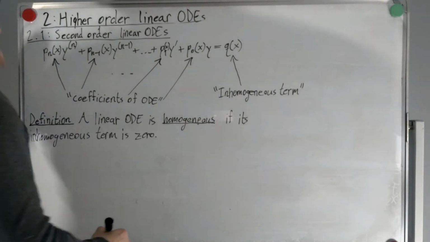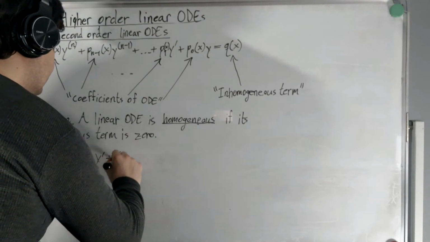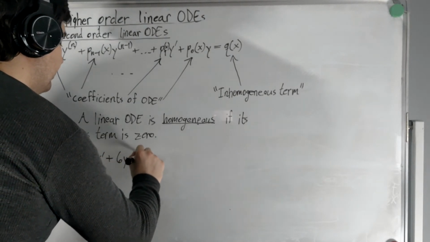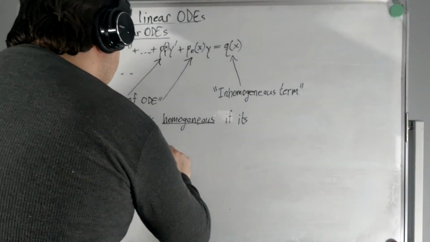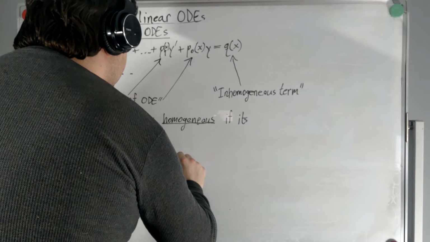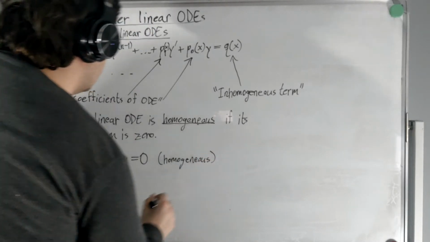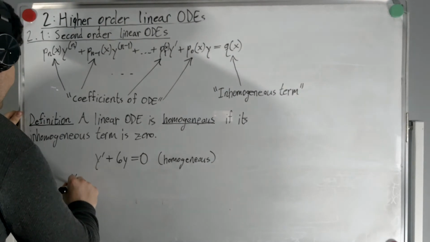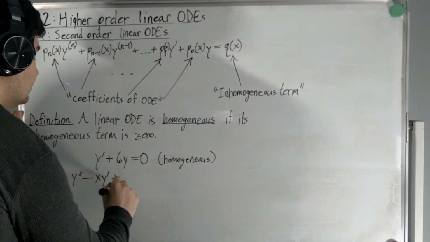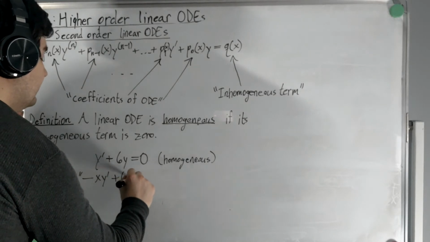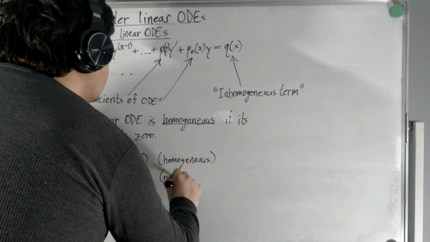So for example, y prime plus 6y equals 0, that would be homogeneous. So this is homogeneous. On the other hand, y prime prime minus xy prime plus 6y equals x, this is non-homogeneous.